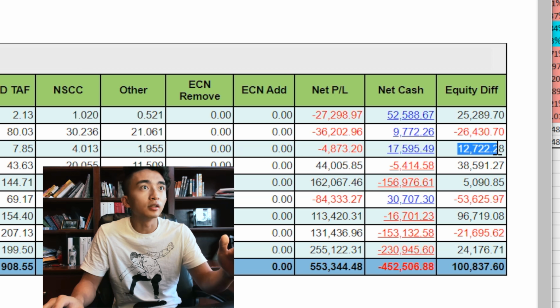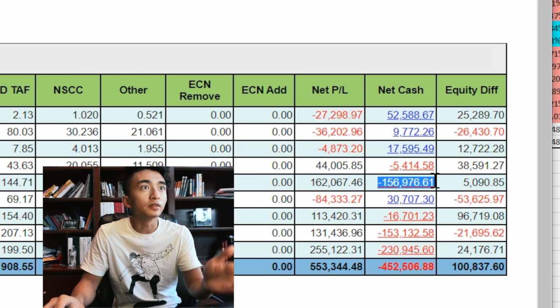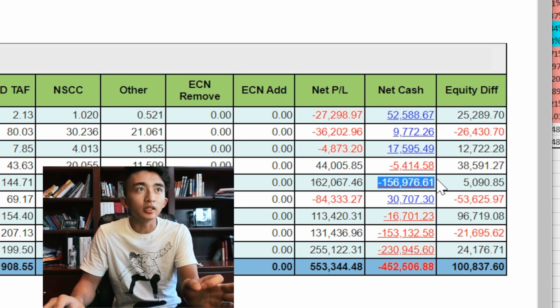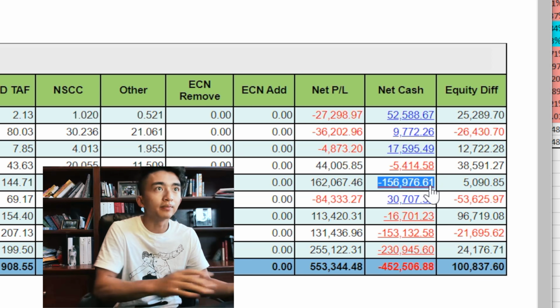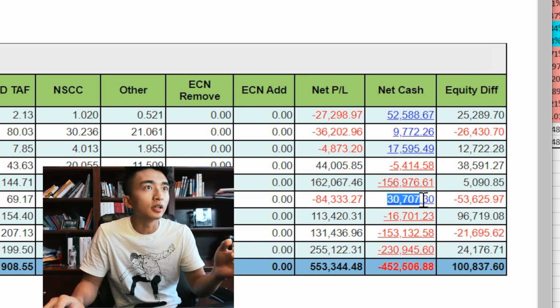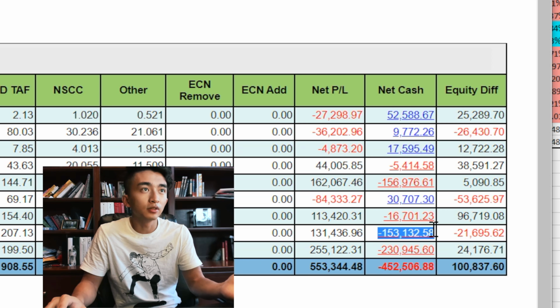And I injected another fund, starting my equity at 12,000. Then I made 38,000. Right here, you can see 174,000, and the net cash is 156,000. This is how much money I withdrew from my account. Then I left some money in the account, about another 30,000. As you can see, in November, I withdrew 153,000, and withdrew 230,000.